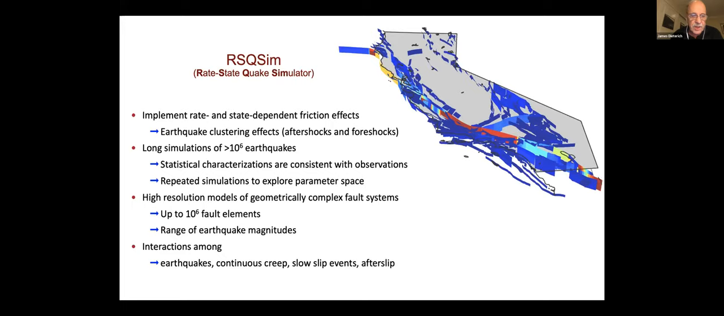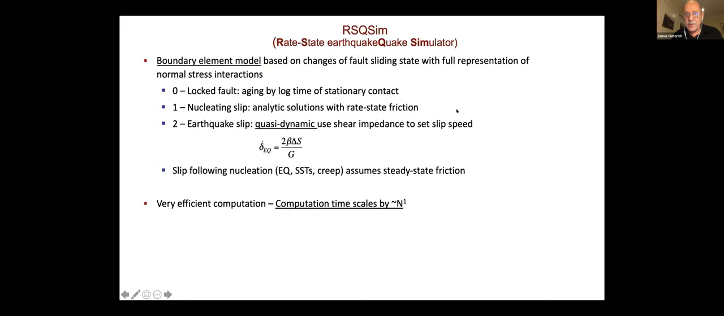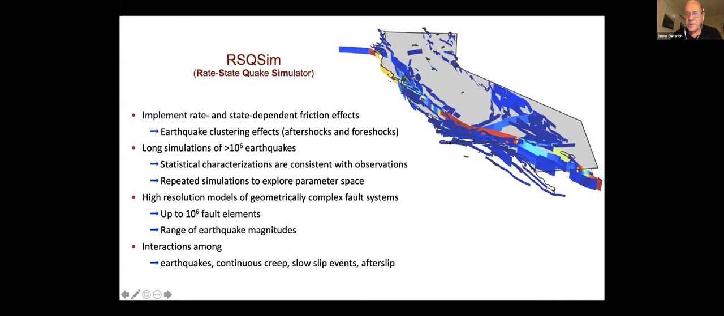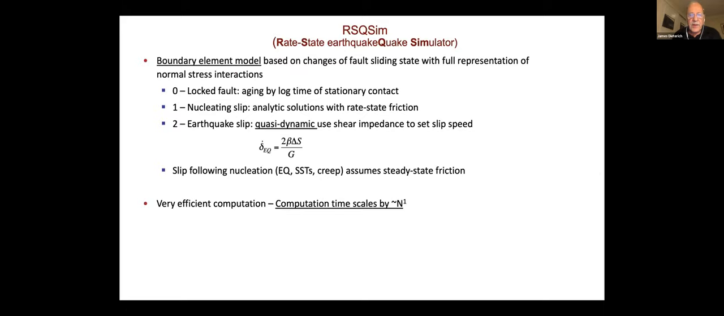Now, the whole goal of RSQSim is to simulate earthquakes in fault systems. So here's a nearly current model of California up here in the corner, showing the faults and their slip speeds that are represented. We've done simulations with up to a million fault elements, and that's very definitely a high performance computing range. And with the high resolution that we're able to attain, we can look at a range of earthquake magnitudes. And also we can study interactions among earthquakes, continuous creep, slow slip events, and afterslip with this model.